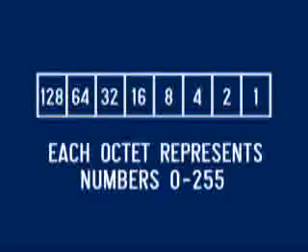Each octet represents numbers 0 through 255 simply by adding up the value of all the bits. Reading from left to right, the bits would be valued 128, 64, 32, 16, 8, 4, 2, and 1. If you add those all together, each octet can represent numbers between 0 and 255.